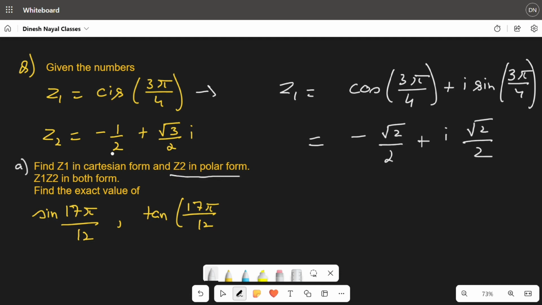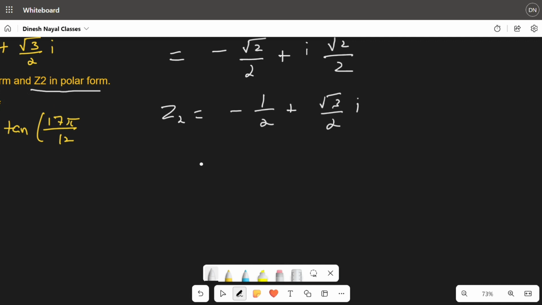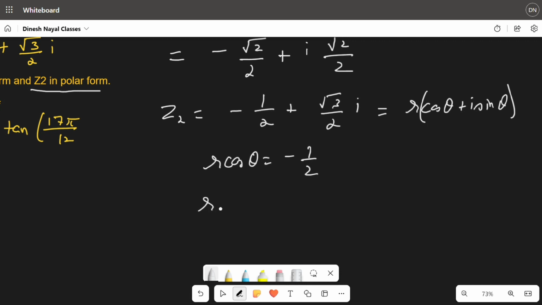So z2 in polar form. Just write z2 over here: z2 is minus 1/2 plus root 3/2 i. As usual, we know that the polar form is r cos θ plus i sin θ. We have already solved these types of questions in the previous video. Comparing the real and imaginary parts, r cos θ is minus 1/2 and r sin θ is root 3 by 2. Take this as equation 1, this as equation 2.